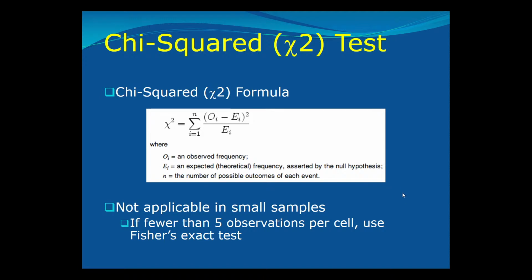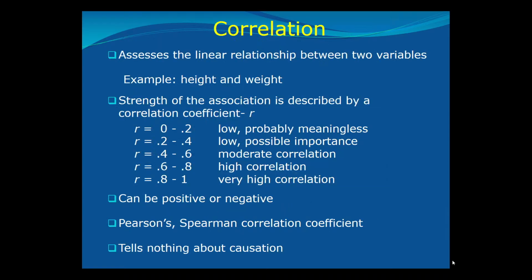On this slide you see the formula for how to calculate the chi-squared value, but you don't need to memorize it because the computer automatically calculates it. The chi-squared test is not applicable in small samples. If there are fewer than 5 observations per cell, we should use the Fisher exact test, not chi-squared.